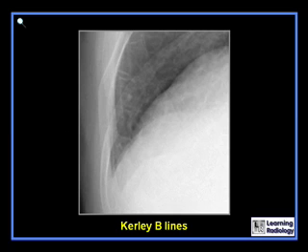These are Kerley B lines. You see they are short, white lines. They are perpendicular to the lateral chest wall, the pleural surface, and they are at the lung base.